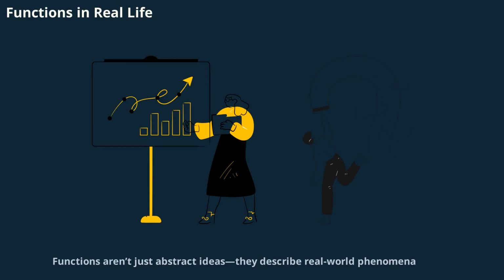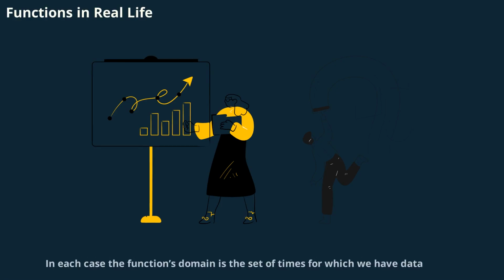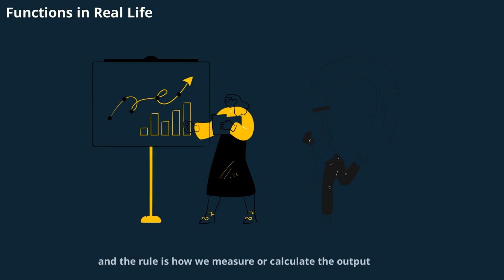Functions aren't just abstract ideas, they describe real-world phenomena. For instance, the position of a moving object over time can be described by a function x(t). A biologist might use m(t) to represent the mass of a cell as it grows. In each case, the function's domain is the set of times for which we have data, and the rule is how we measure or calculate the output.